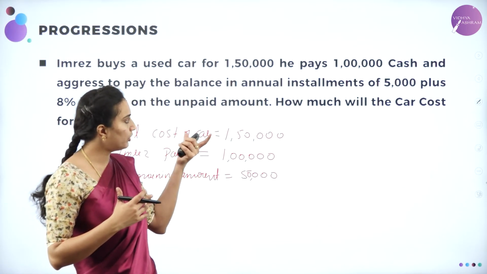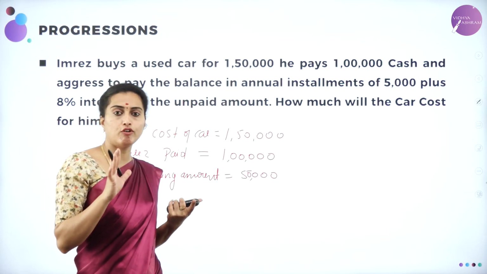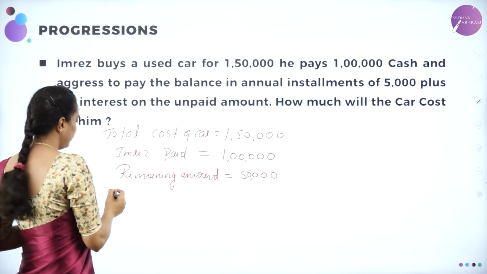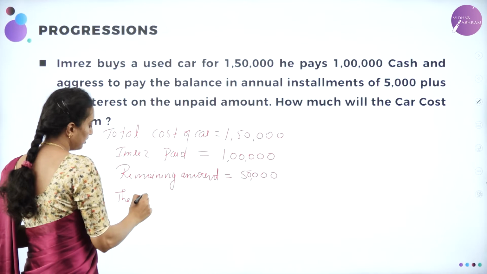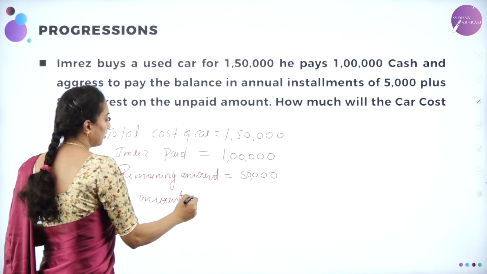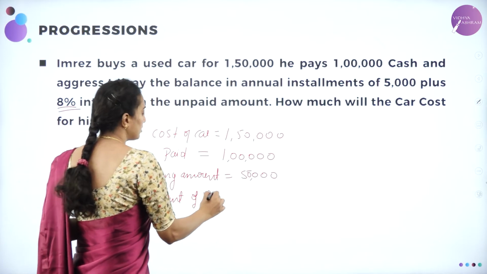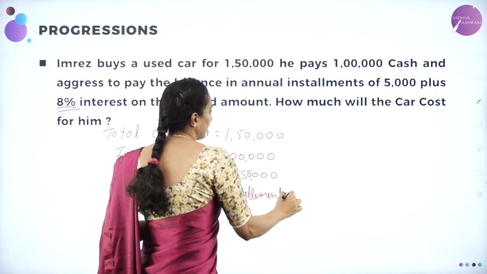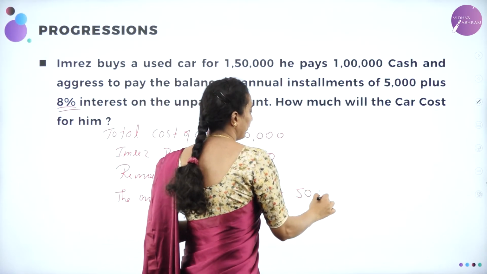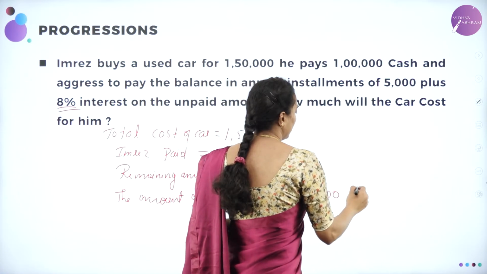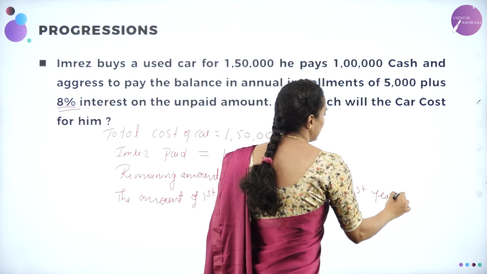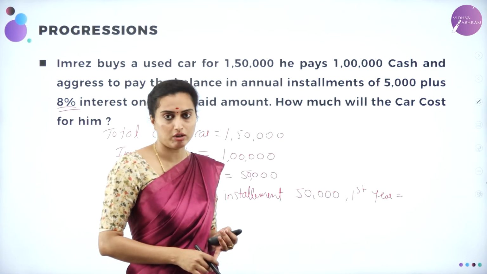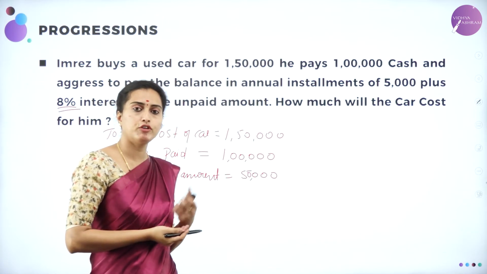Now, here he is going to pay the installment of 5,000 for 8% interest. They have given 8%. So, here I need to calculate the amount of the first installment for 50,000 in the first year. He is going to pay 5,000 per installment, right? Now what is the interest he is going to pay for 50,000?